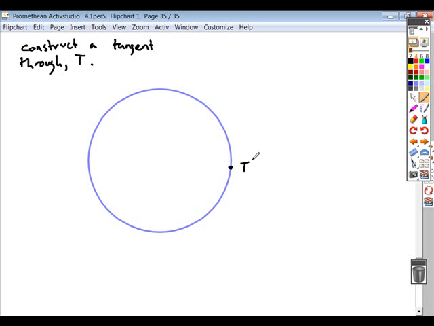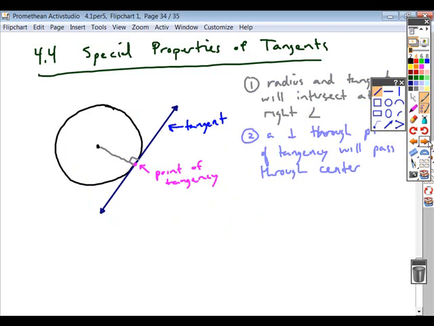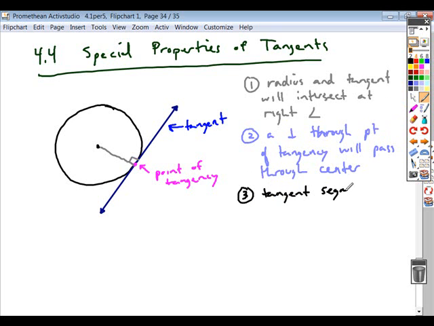All right, so if we go back to this list of special properties that we need to be aware of, the second property that I want to discuss is that if you have tangent segments that originate from the same exterior point, they're always going to be equal, or congruent.